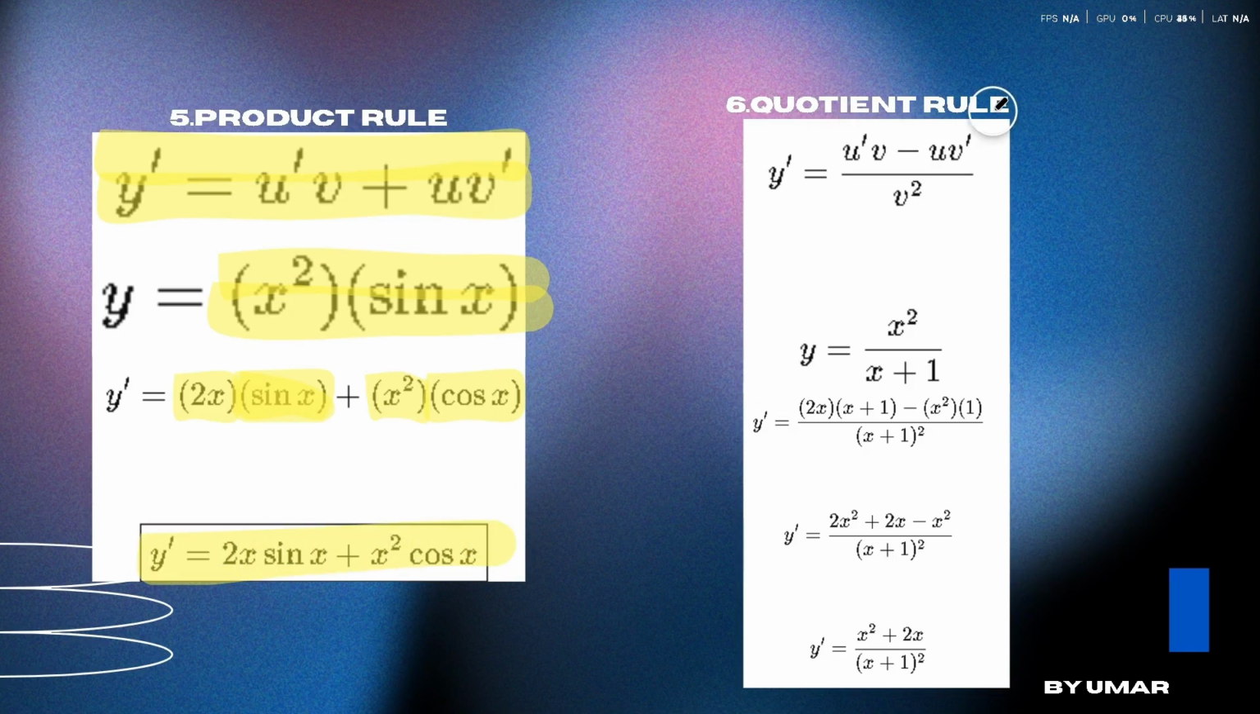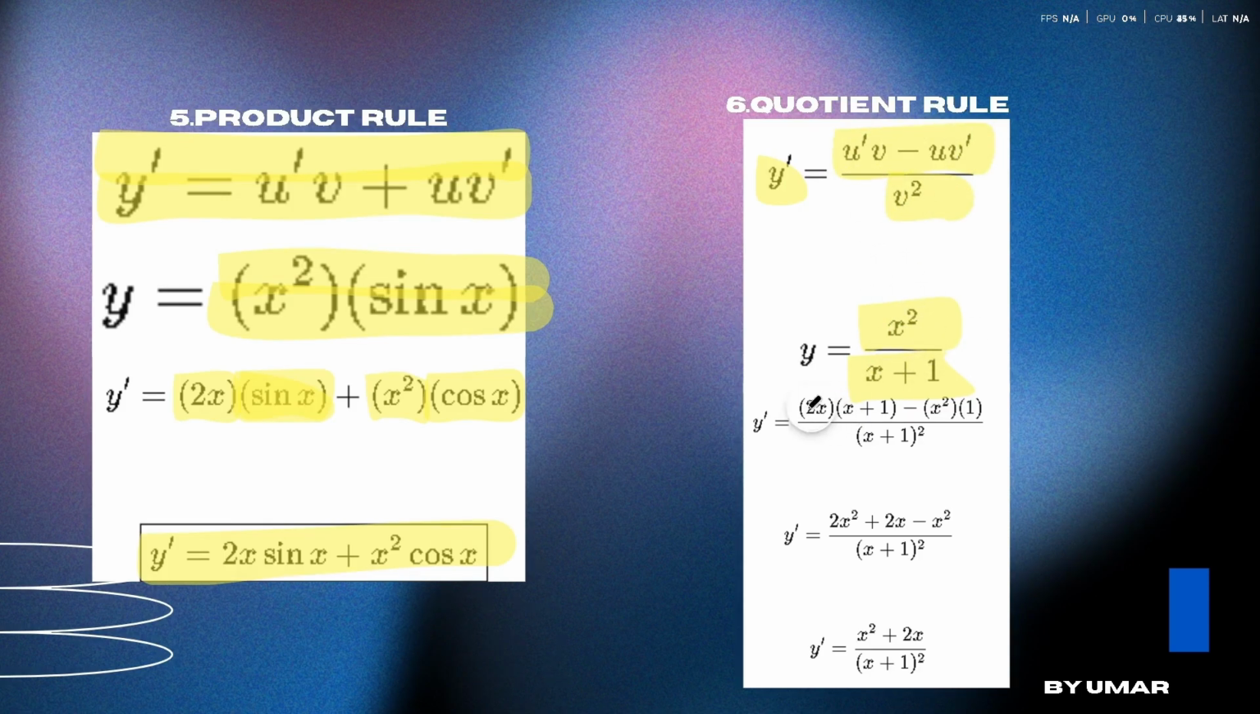Number 6 is quotient rule. The quotient rule we can use when one function is divided by another. So the formula is the derivative of y equals u prime, same as the product rule, but we will divide this by v to the power of 2. An example of this is x to the power of 2 over x plus 1. So u is x to the power of 2, and v is x plus 1. So we can just implement this using this formula.